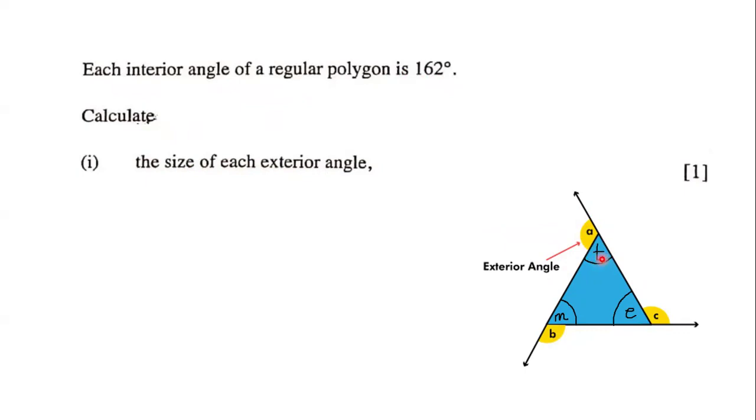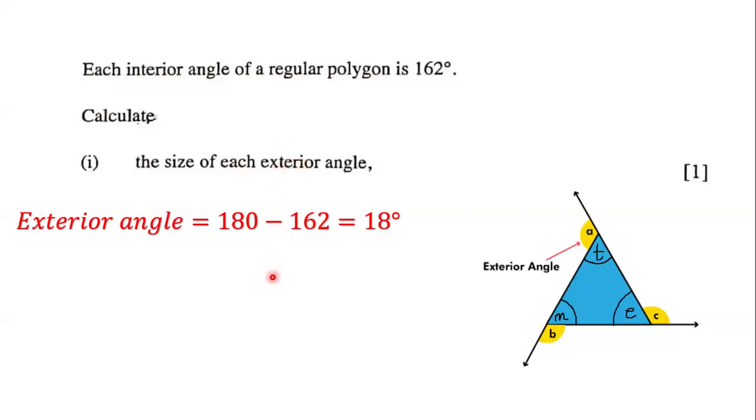So that means if we know the measure of the interior angle, and we need to find the size of the exterior angle, all we need to do is take 180 and subtract the size of the interior angle, and that should give us the size of the exterior angle. And so that's what we'll do, right? The exterior angle is going to be equal to 180 minus the interior angle, and 180 minus 162 is 18 degrees. So that is the size of the exterior angle of this polygon.